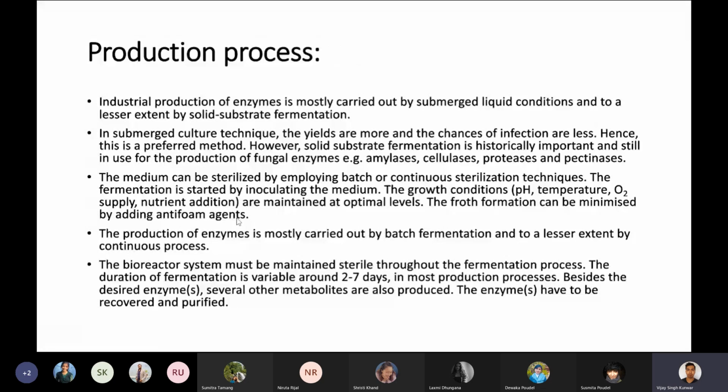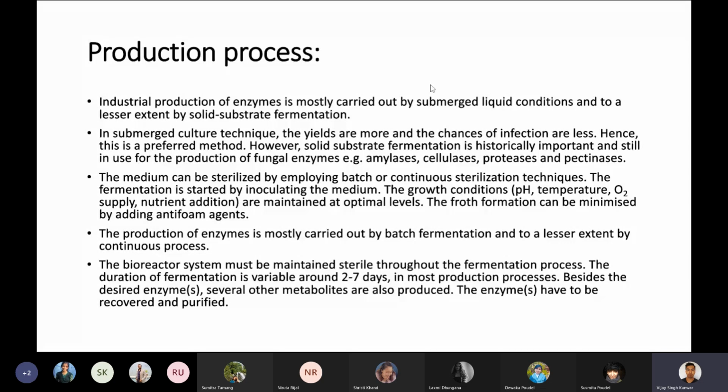So the production process: the industrial production of enzyme is mostly carried out under submerged liquid conditions and to a lesser extent by solid state fermentation. So there are these two paradigms, right? There are these submerged liquid conditions, and then there is the lesser extent, but there is now a growing interest in solid state fermentation or solid substrate fermentation, right?